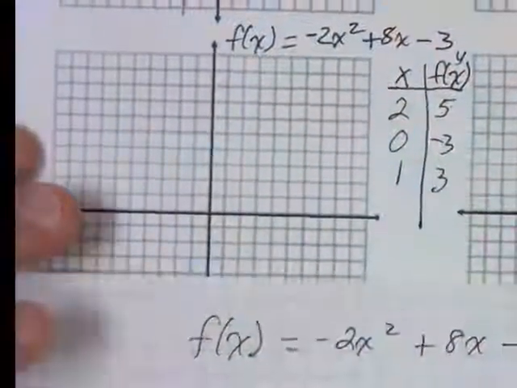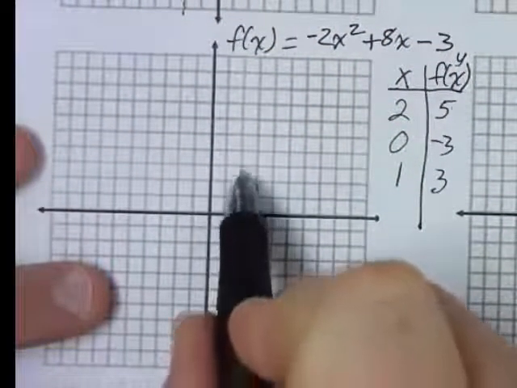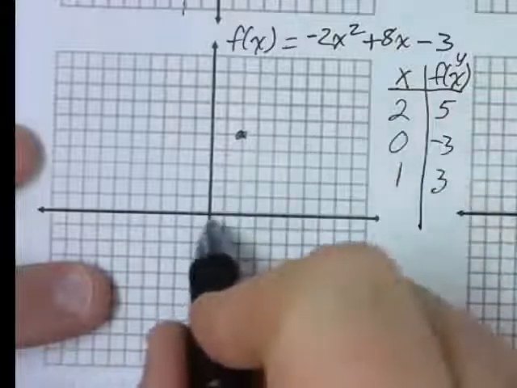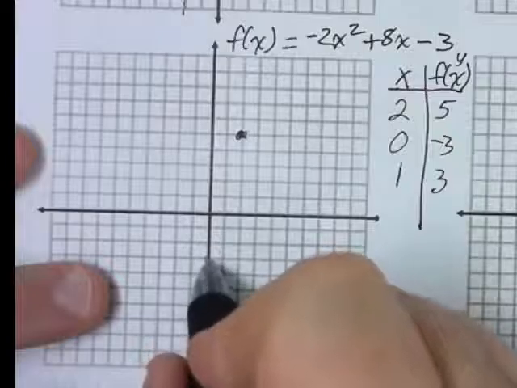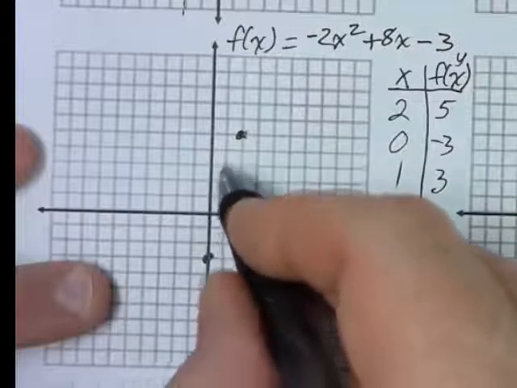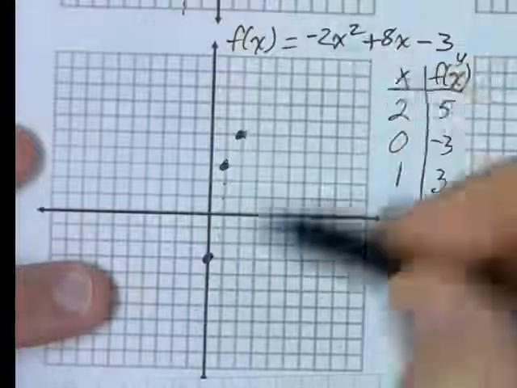So go ahead and graph this. And the first one is going to be 2, 5. Then 0, -3. And then 1, 3. And you notice this is a negative here, so that means my graph is going to be inverted.